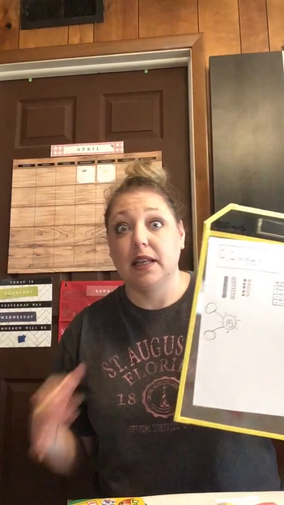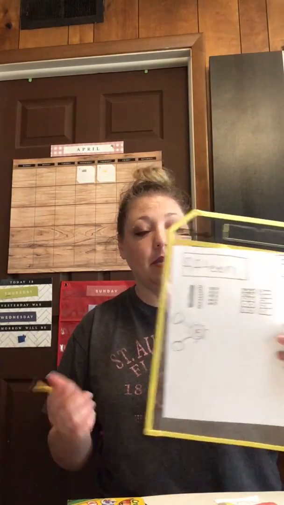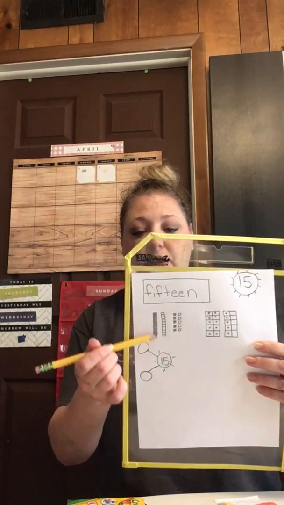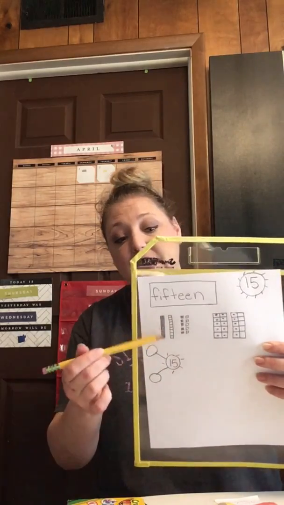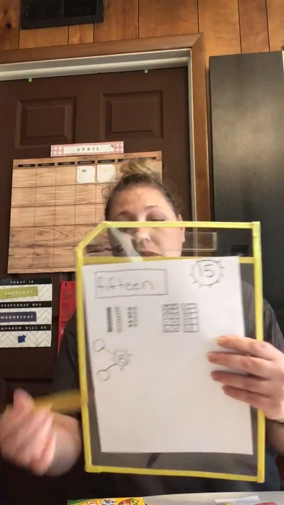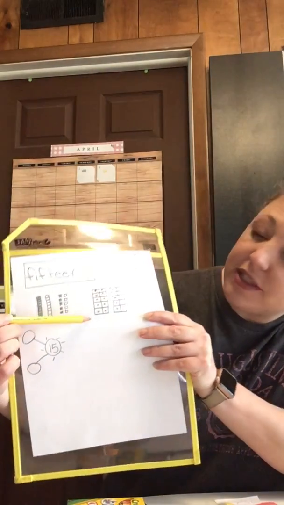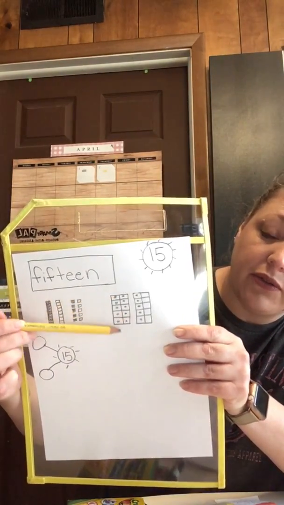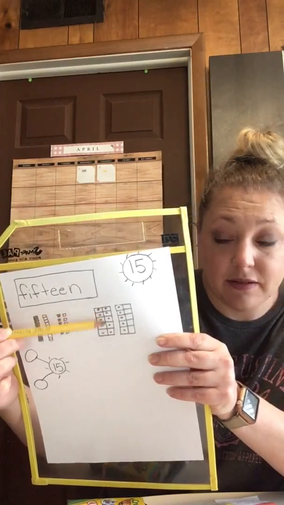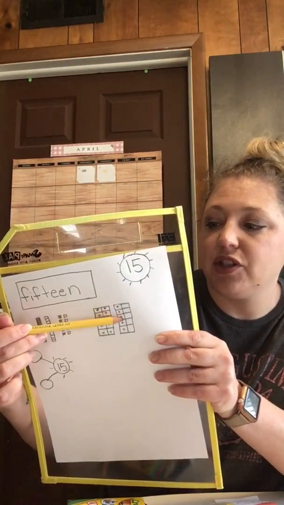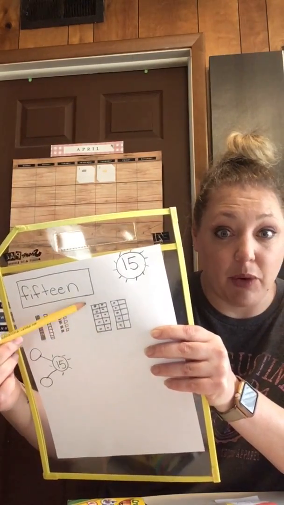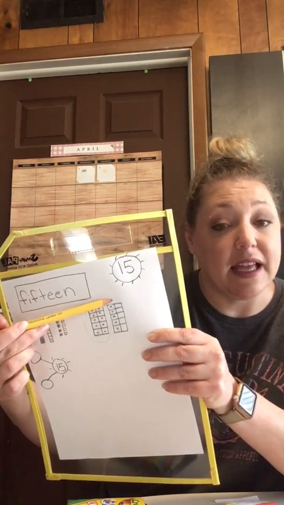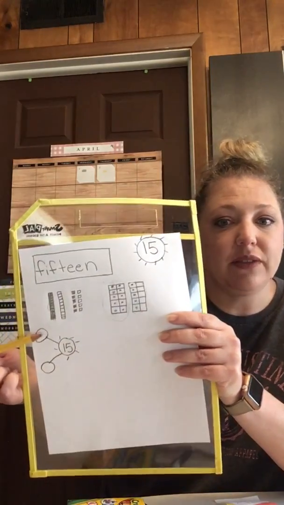So if we break 15 up, we broke it yesterday into 10 and then 5 ones. So we had 10 and 5. We did the same thing with our 10 frame. We had a full one, which is 10, and then we only had 1, 2, 3, 4, 5 of the next one. So this shows us that we can break it into 10 and 5. So let's write those numbers here on our number bond.